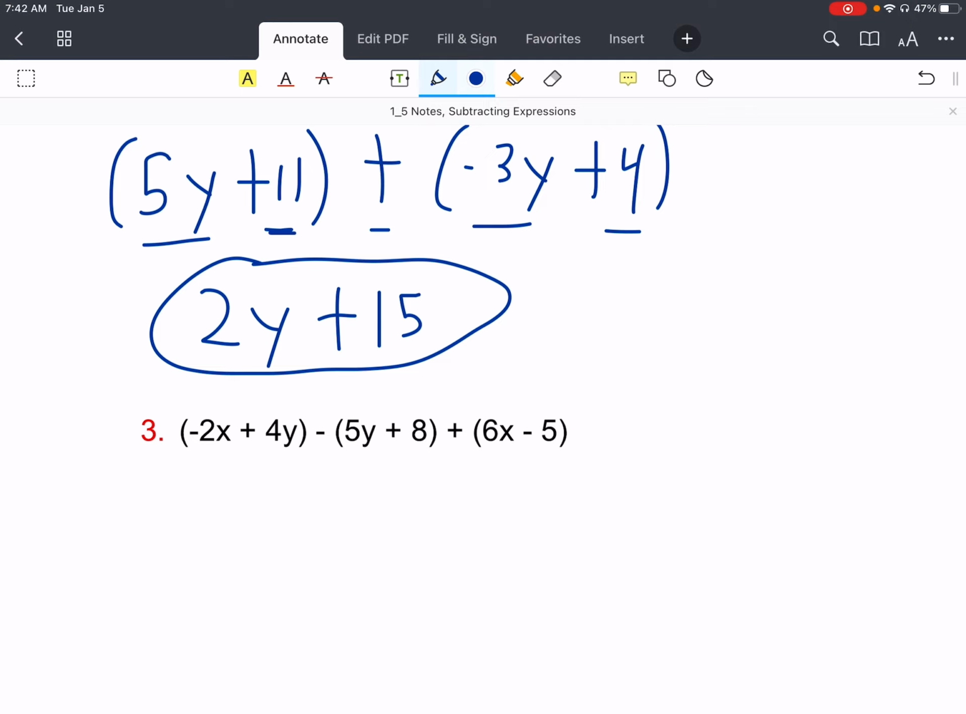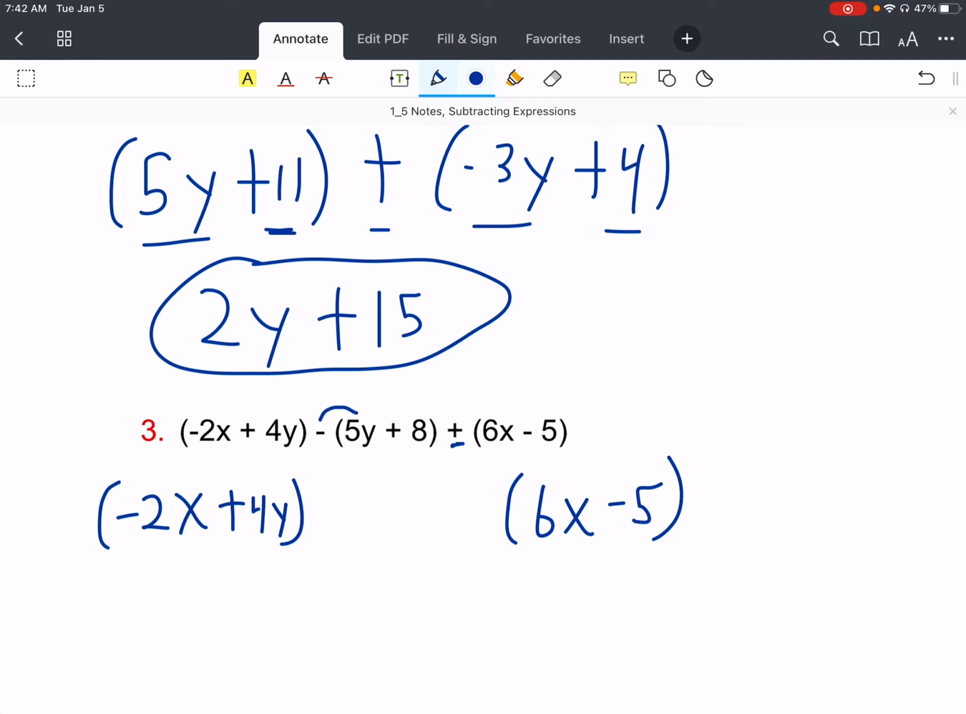Our first term is positive, and our third term is positive because we have a plus sign. So those are going to stay exactly the same. Negative 2x plus 4y and 6x minus 5. The term that's going to change is going to be this one that's negative. So everything that's positive inside the parentheses is going to turn into a negative. So negative 5y minus 8.